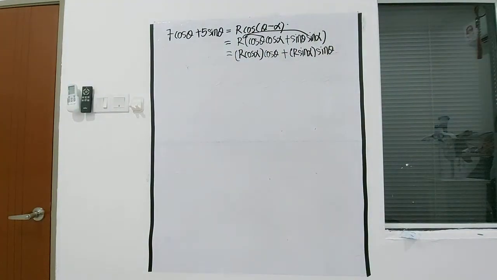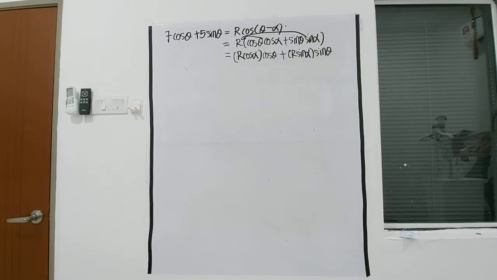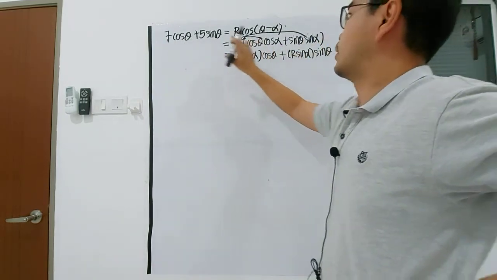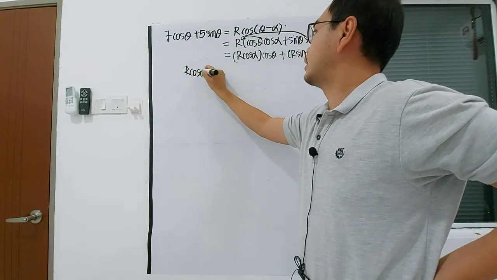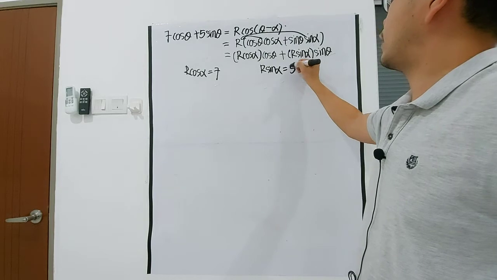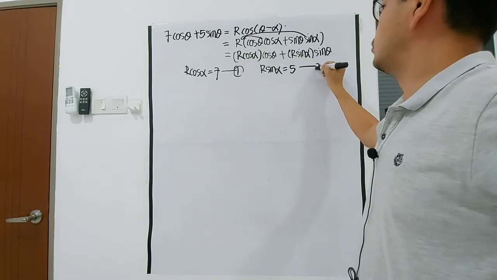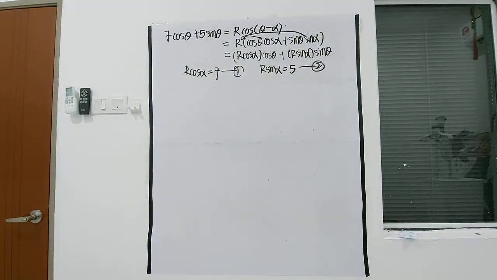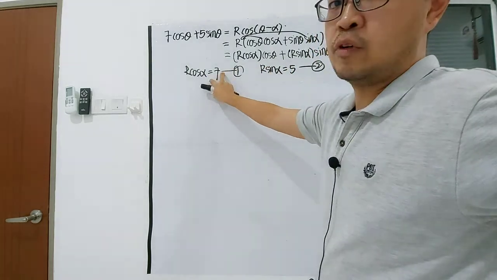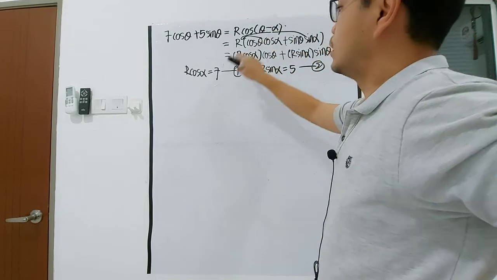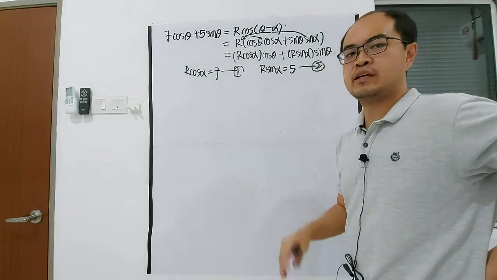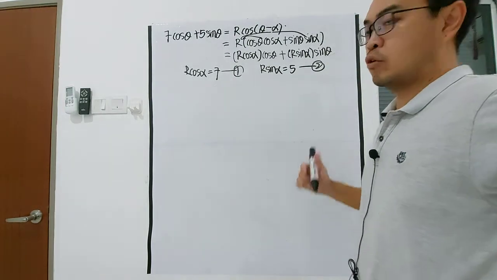Now you can compare these two. So you can write r cos alpha equals 7 and r sin alpha equals 5, just putting it as equation 1 and equation 2. After you got this, you can observe that both are positive. If you choose plus, let's say you choose a wrong one, you will get either one to be negative, and the alpha will not be an acute angle. It's not okay.